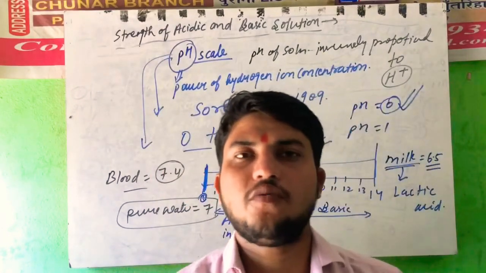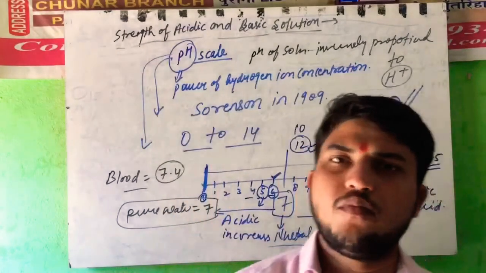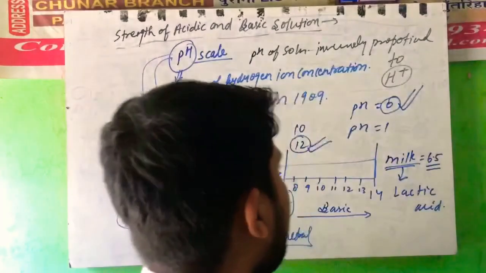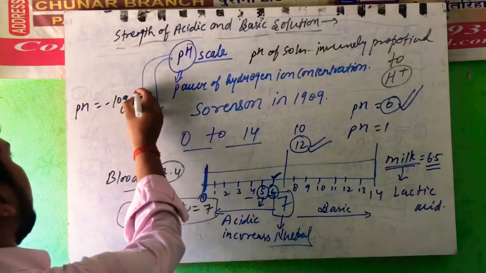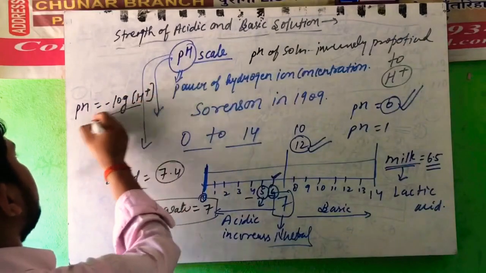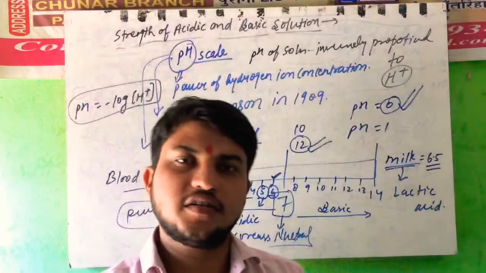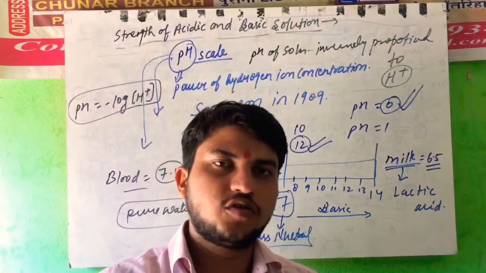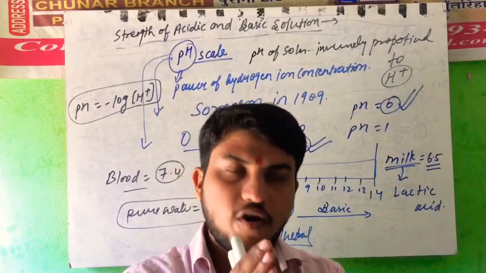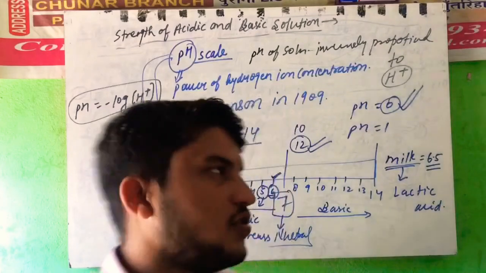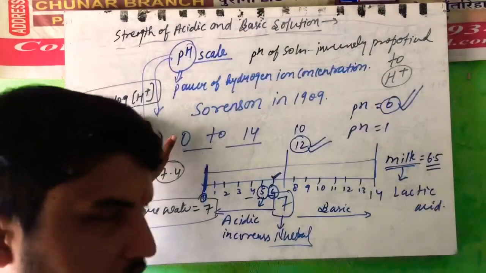This is all about the pH scale. In class 11 there is a formula for pH, but I am going to tell you in class 10 that pH is equal to minus logarithm of H plus ion. This is the formula to calculate the pH of any solution when the hydrogen ion concentration is given in the question. If the H plus ion concentration is given, you can calculate the pH value of that solution using this formula: pH is equal to minus log of H plus. Okay, thank you.